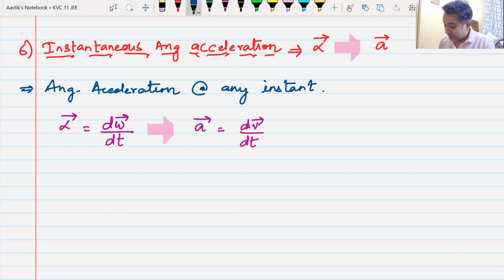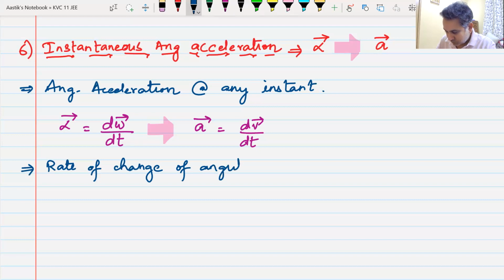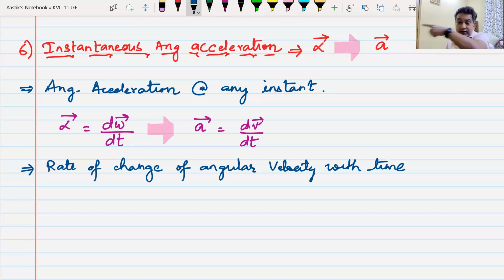Now, since you have written it like this, you can call it rate of change of angular velocity with time. Their acceleration, that linear acceleration, was rate of change of velocity with time. This is rate of change of angular velocity with time. Do we understand this? Instantaneous angular acceleration. Okay.